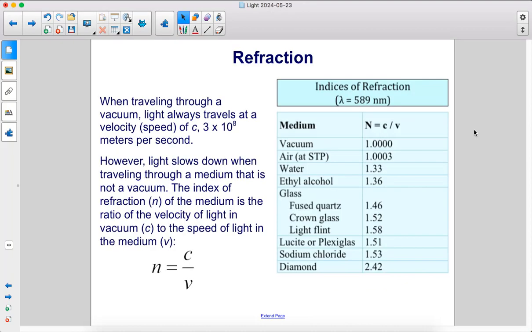When traveling through a vacuum, light always travels at a constant velocity of c, 3 times 10 to the 8th meters per second, so c is the speed of light. However, light slows down when traveling through a medium that is not a vacuum. The index of refraction of the medium, little n, is the ratio of the velocity of light in a vacuum, c, to the speed of light in the medium, v.